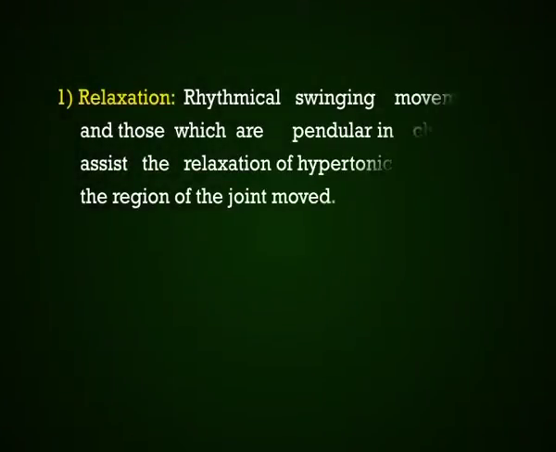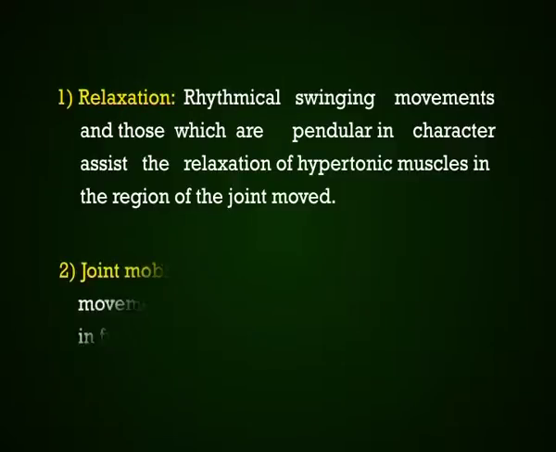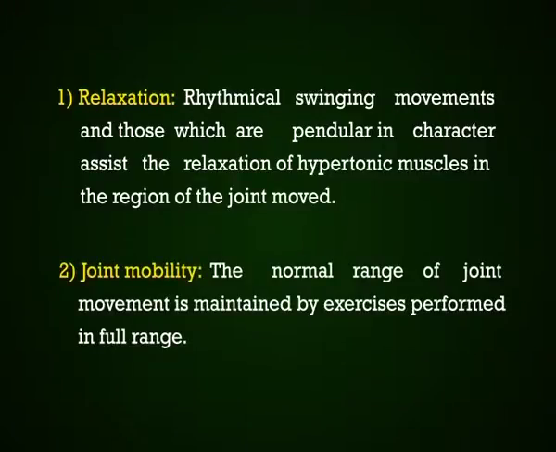First one is relaxation. Rhythmical swinging movements and those which are pendular in character assist the relaxation of hypertonic muscles in the region of the joint moved. Second one is joint mobility. The normal range of joint movement is maintained by exercise performed in full range.